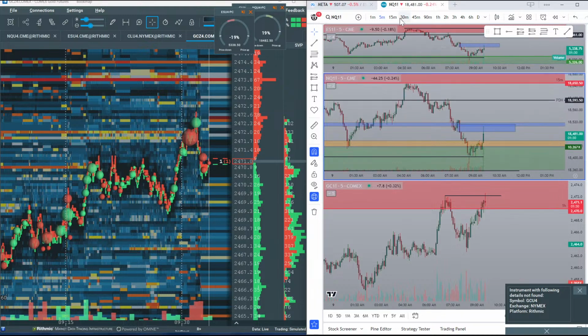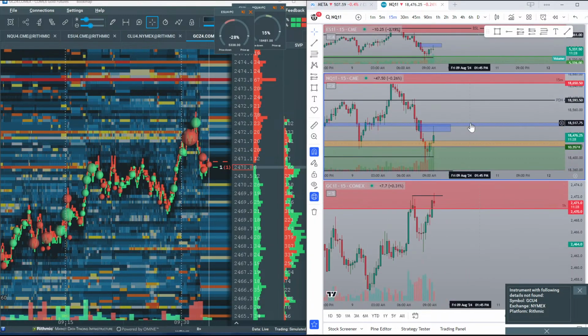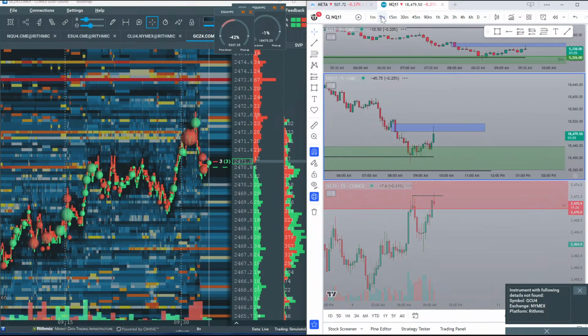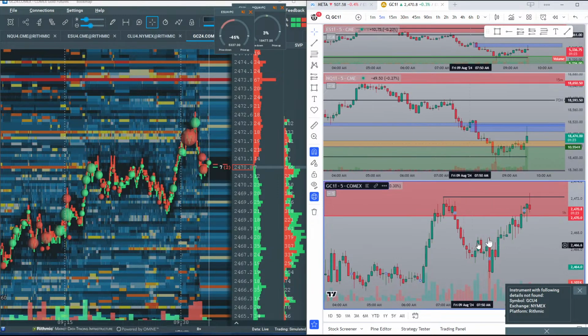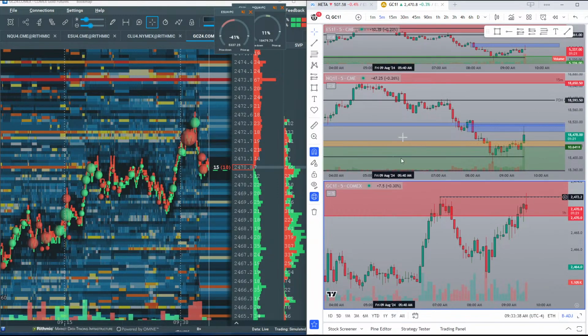So I'm going to see how this 5 minute wants to close. Going to see how the 15 minute is looking, when the 15 wants to close. Looking at gold over here.